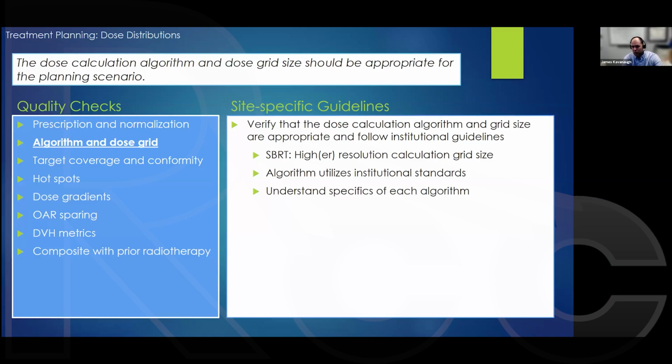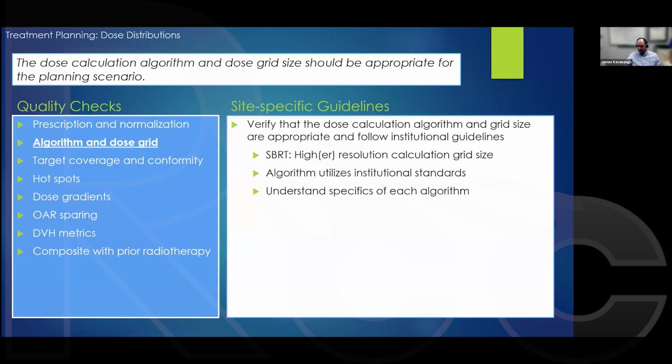We typically don't go to 1 millimeter except for our SRS plans, because these volumes are bigger, and resolution down to 1 millimeter may not be beneficial given the calculation impacts. The algorithm should utilize institutional standards. Are you using something that is Monte Carlo, or something that may be less susceptible because we're in the prostate versus where you have higher tissue heterogeneity? Something like AAA may be perfectly acceptable, but there should be institutional standards for what you're using.